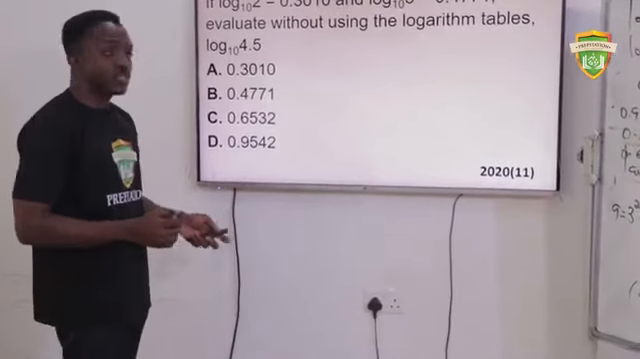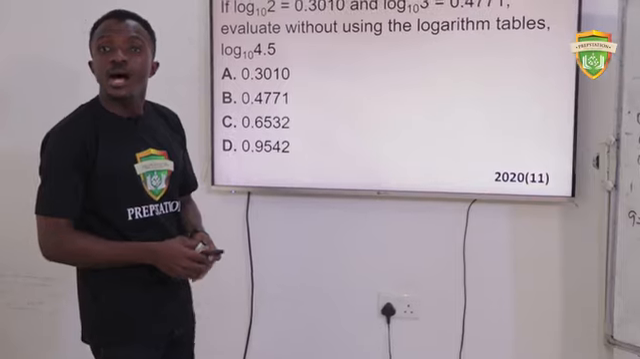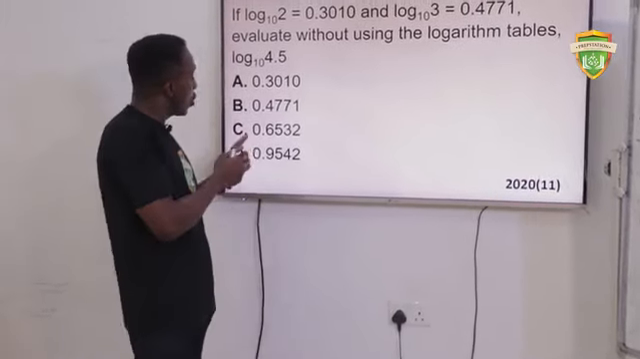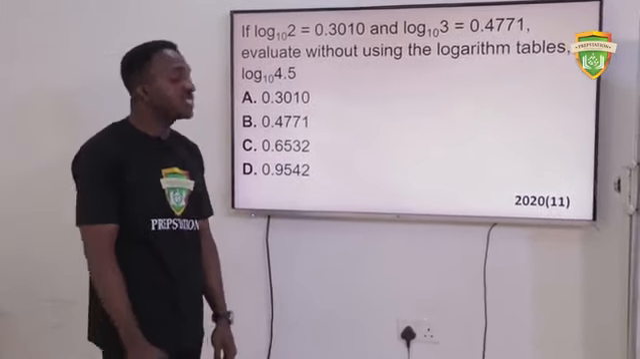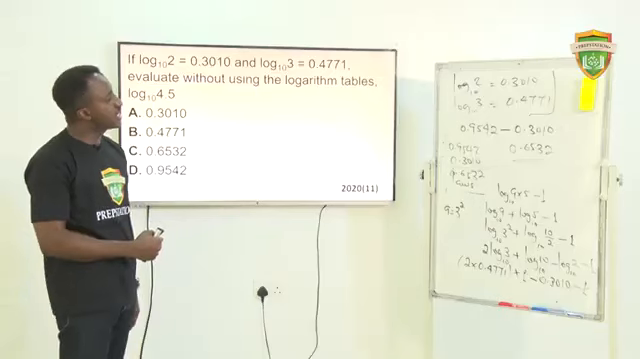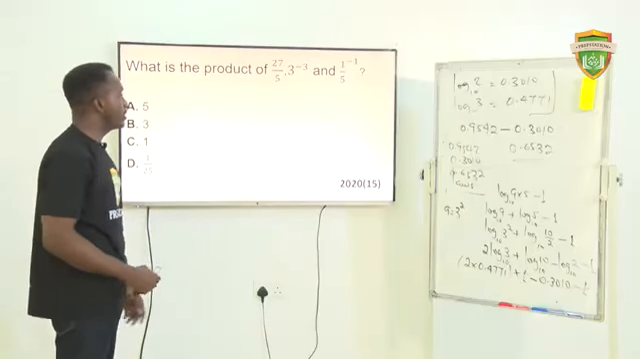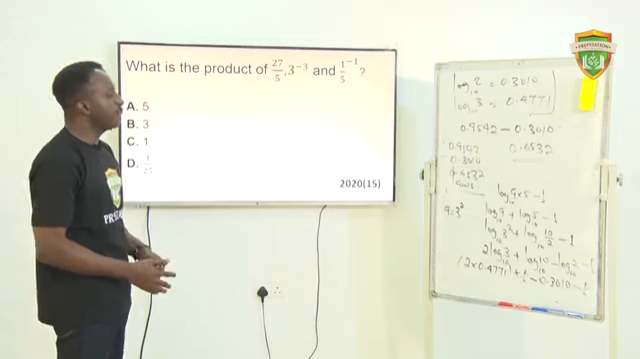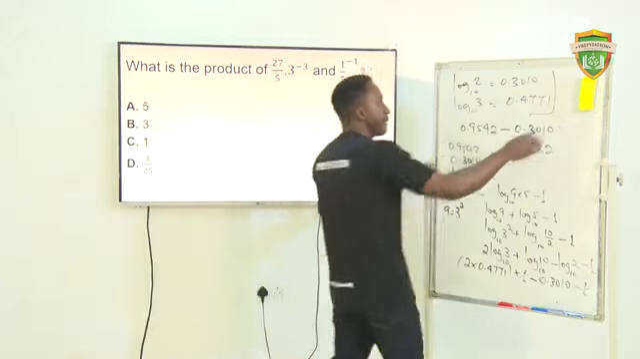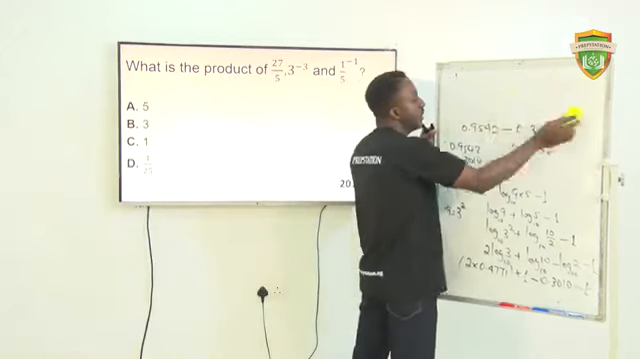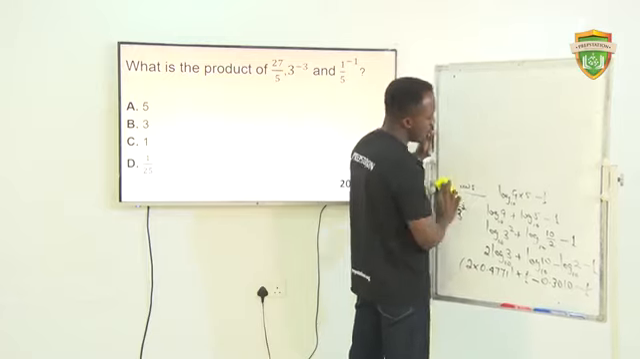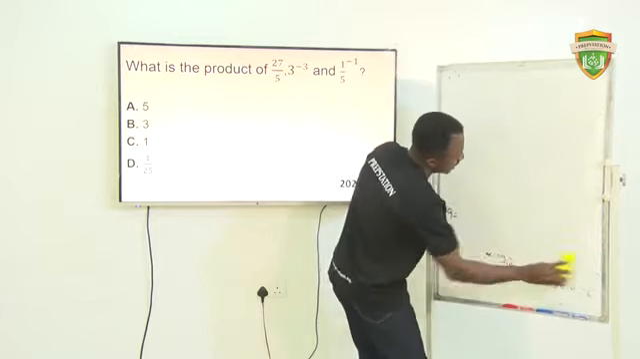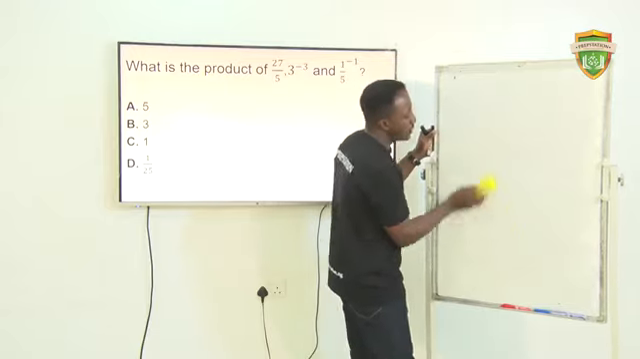Interestingly, the answers to most of our questions are answer option C. So this is also option C, 0.6532. I'm sure you understand what we have done. This is logarithm. Now, this is very important. This is indices. Indices is also under numbers. Please pay rapt attention as I take you through how to solve this question.